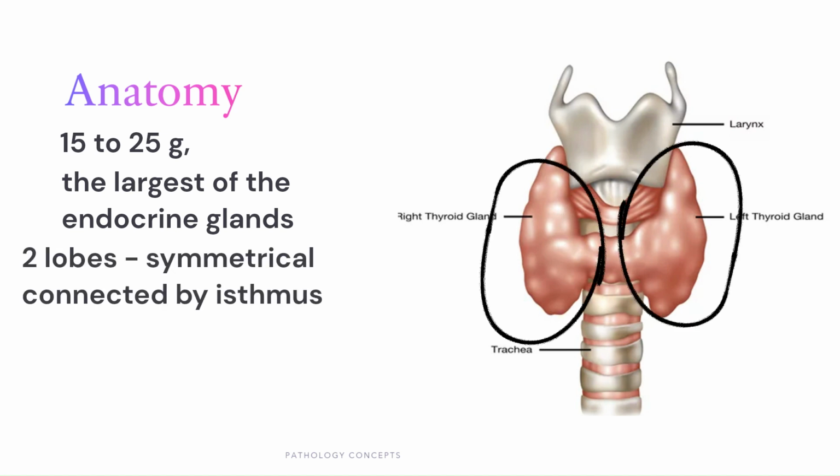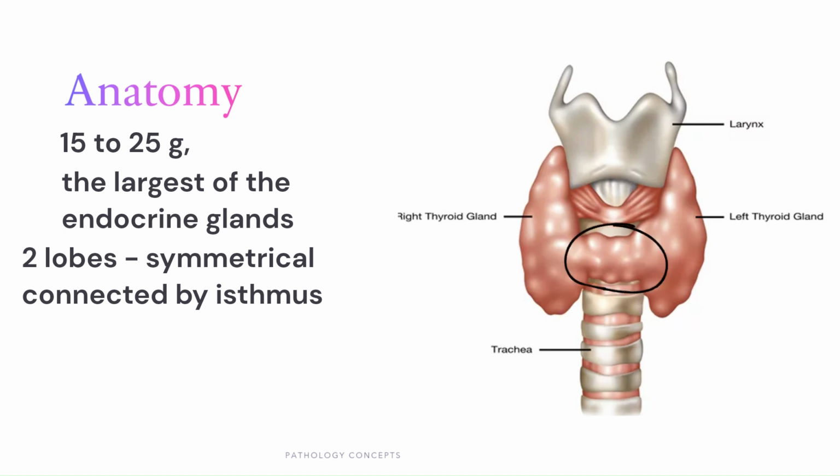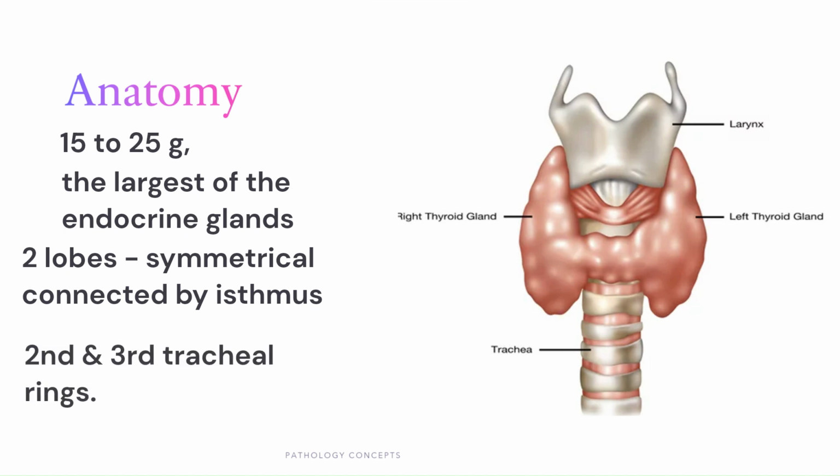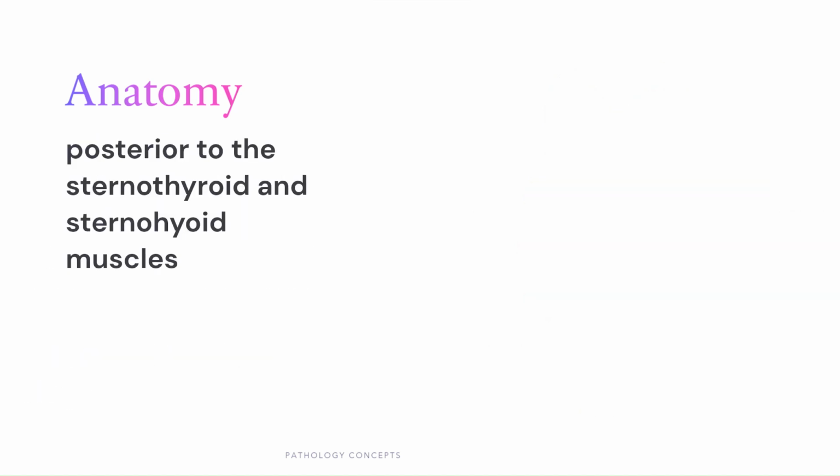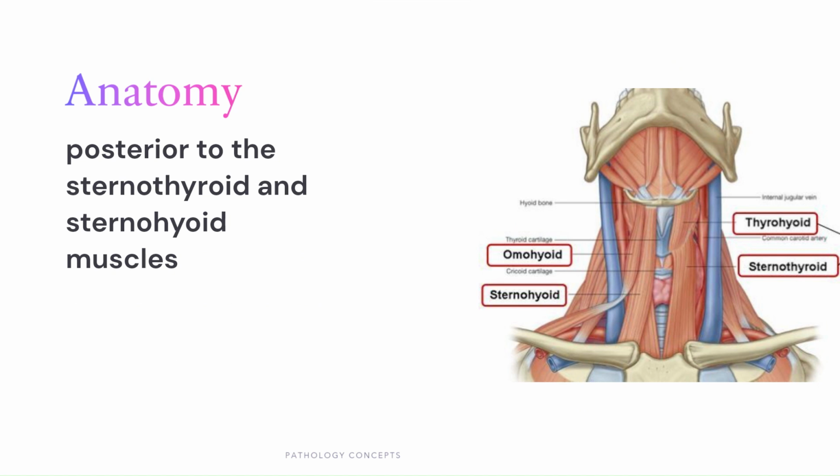The thyroid gland is divided into two symmetrical lobes connected by the isthmus, which crosses the midline of the upper trachea at the second and third tracheal rings. In its anatomical position, the thyroid gland lies posterior to the sternothyroid and sternohyoid muscles.